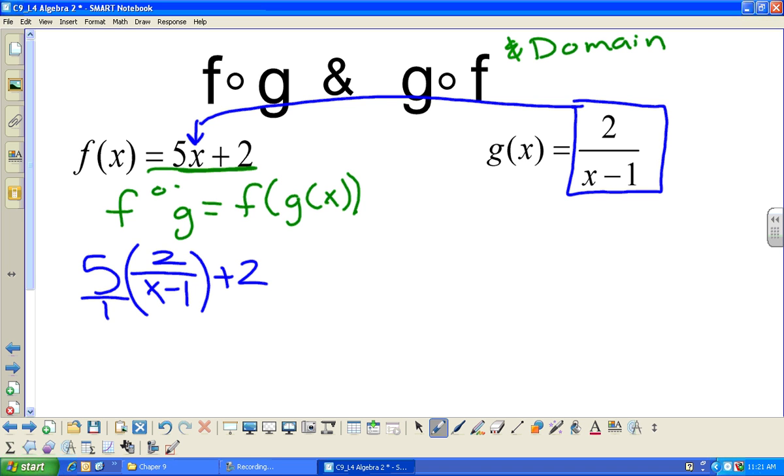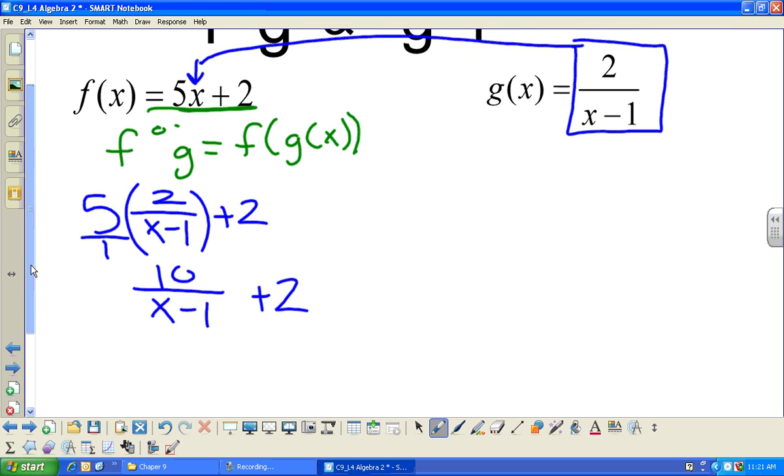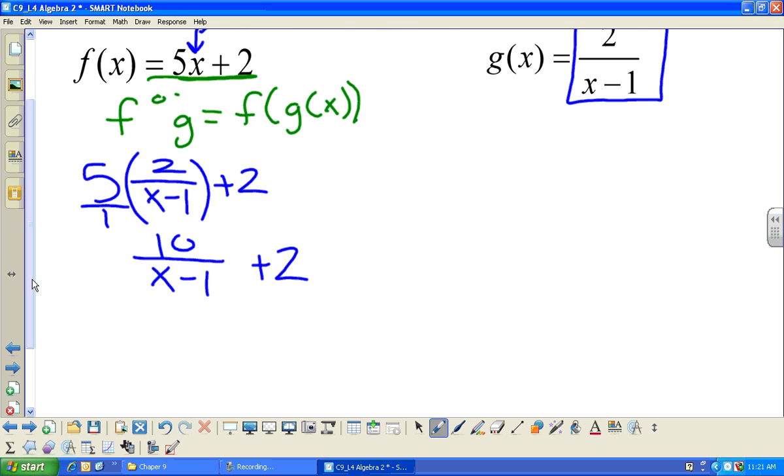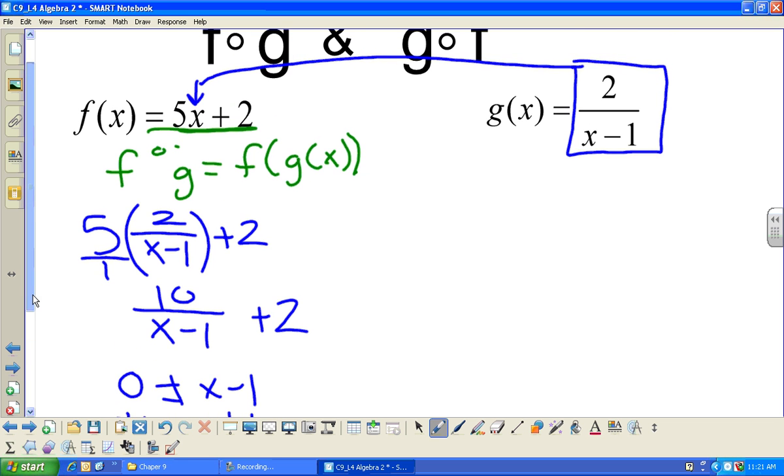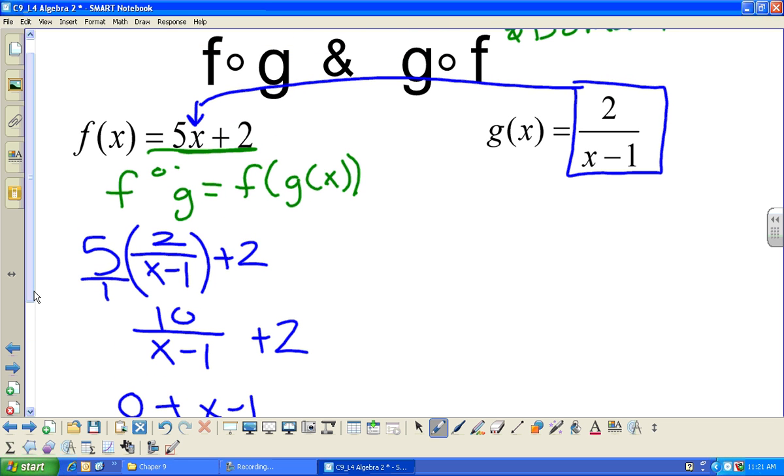I can distribute this 5 in. This is the same thing as 5 over 1. So it'd be 10 over x minus 1 plus 2. When I find my domain here, I want to find the values that x cannot equal. x minus 1 cannot equal 0 because that's the bottom of the function. So I have to add 1 to both sides. So x cannot equal positive 1. So that's my f of g.